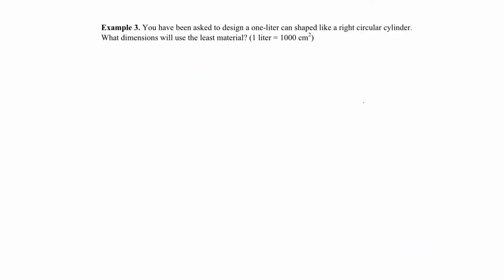In example 3, you have been asked to design a 1-liter can shaped like a right circular cylinder. What dimensions will use the least amount of material? We don't have a picture given to us this time, so let's see if we can illustrate this a little bit.